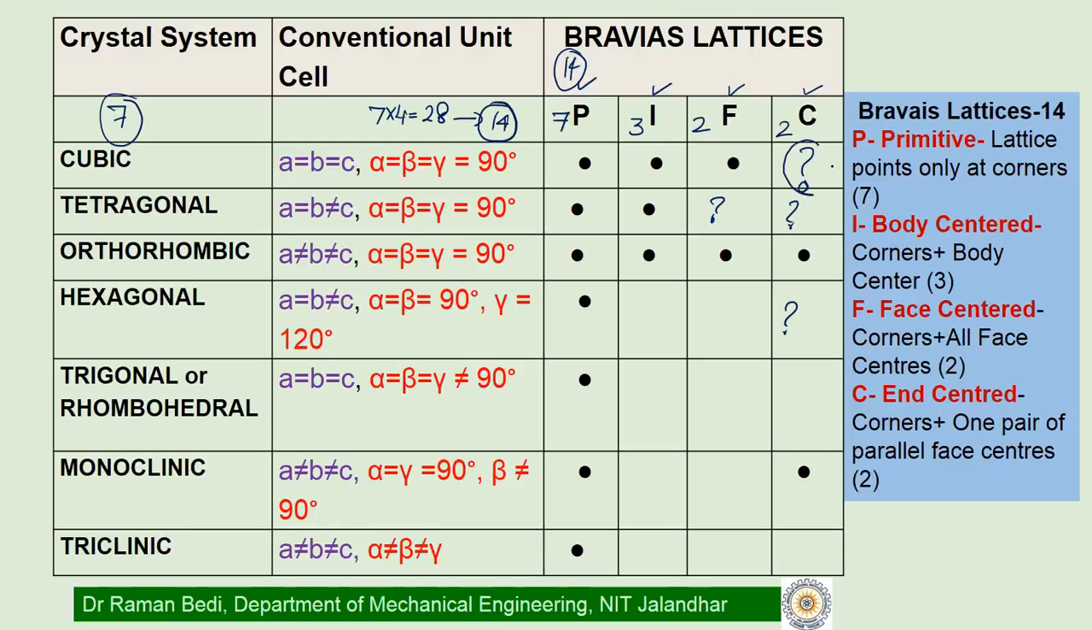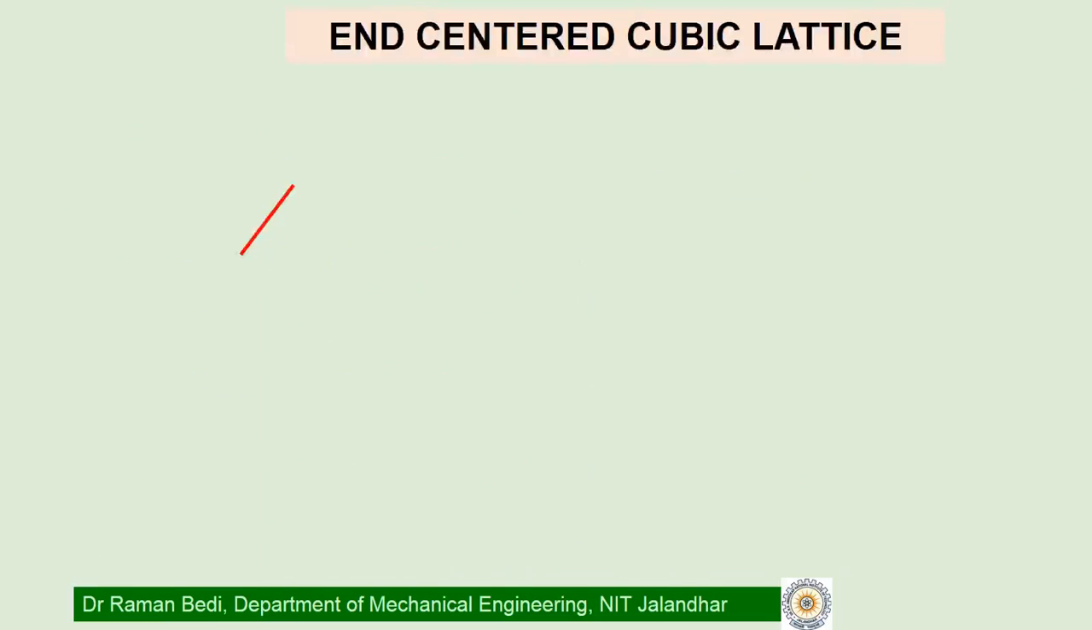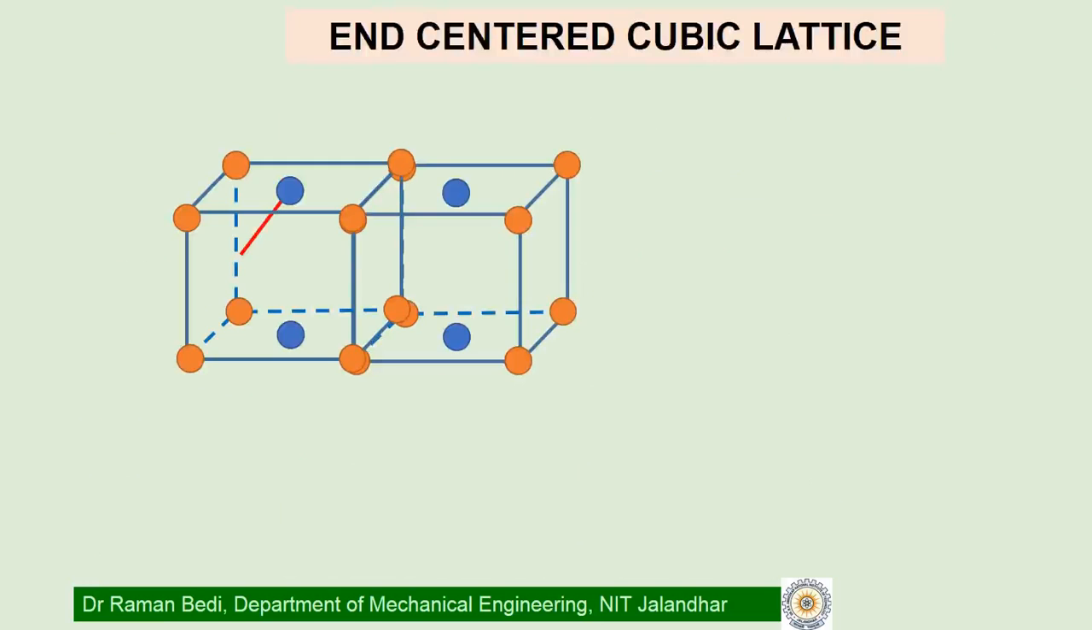So we will see today what happens in the case of this structure, which we say is end-centered cubic. Why do we find that it is absent here? So let's move forward. If you talk about an end-centered cubic system, this is how it will look, the end-centered cubic structure.